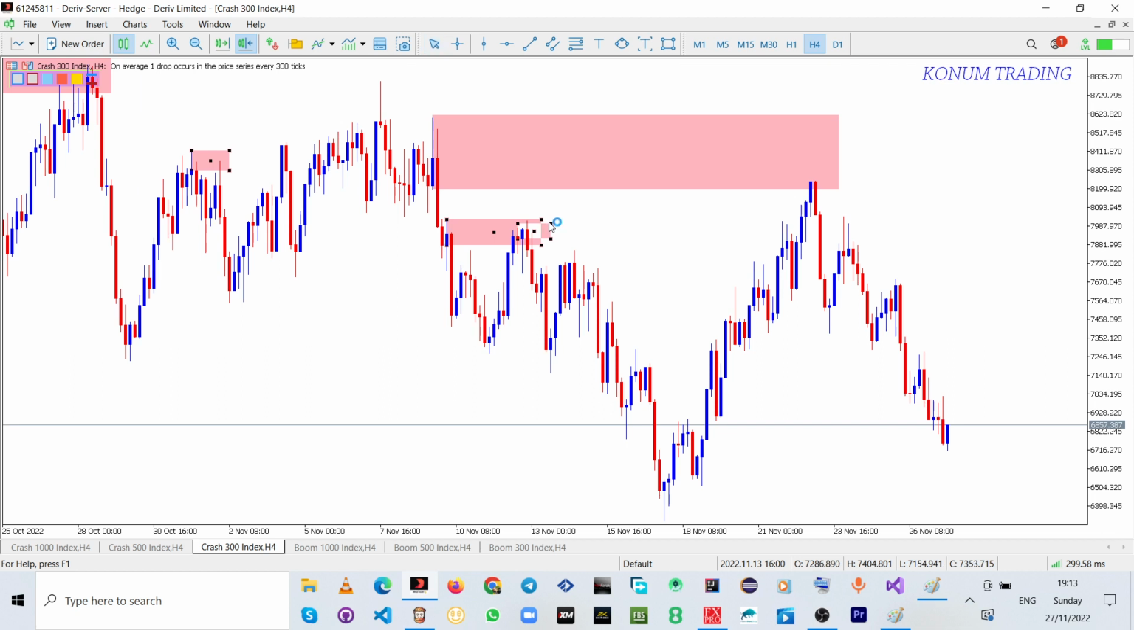Right there, guys. So long as you're on the H4 time frame, any zone you get, take it. Any zone that you make. And this is for crash, and for crash you're only looking for sells. You're not looking for opposite zones like these ones. No, you're looking for these zones.